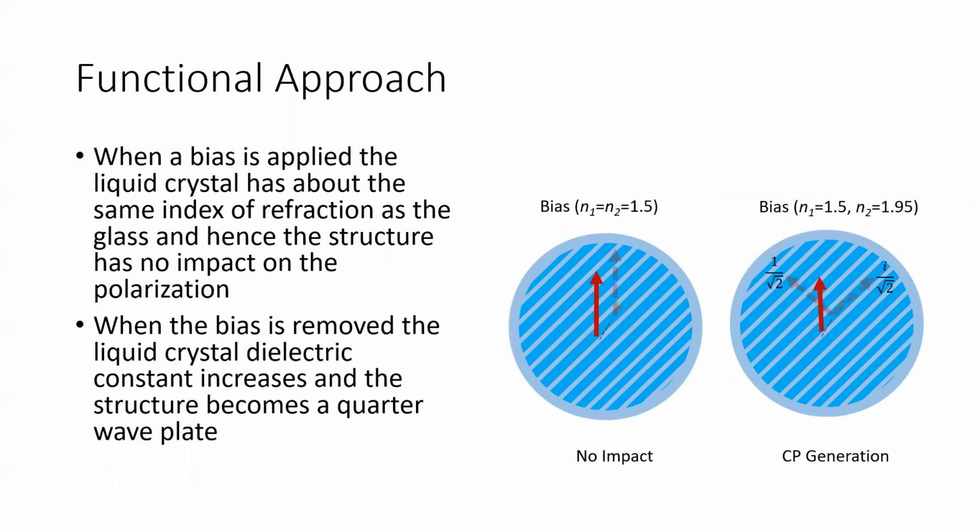When we put the voltage bias on, the index of refraction of the liquid crystal is about the same as the index of refraction of glass, so it just looks like a solid sheet of glass. But when we remove the voltage bias, the index of refraction of the liquid crystal increases, and that increase causes circular polarization. It converts the vertical polarization into circular polarization by having a slow axis and a fast axis inside the polarizer.